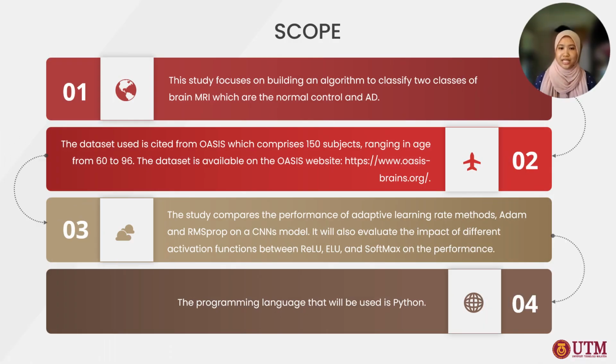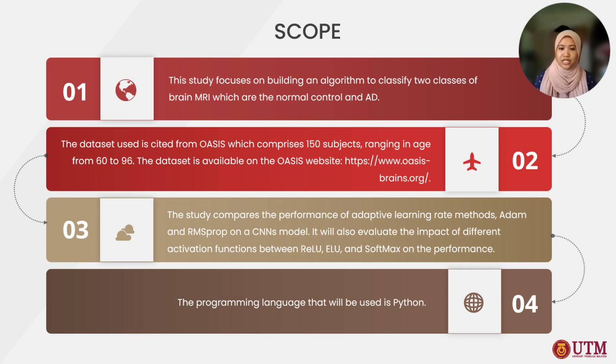The scope of the study focuses on building an algorithm to classify two classes of brain MRI, which are the normal control and AD. The dataset used is cited from OASIS, which comprises 150 subjects ranging in age from 60 to 96. The dataset is available on the OASIS website.